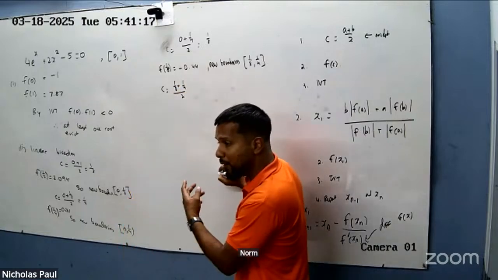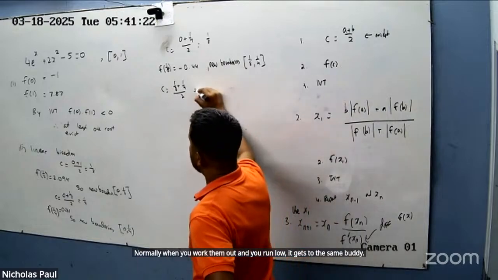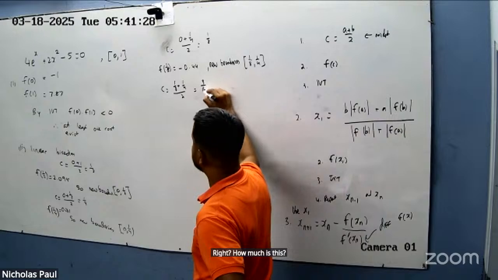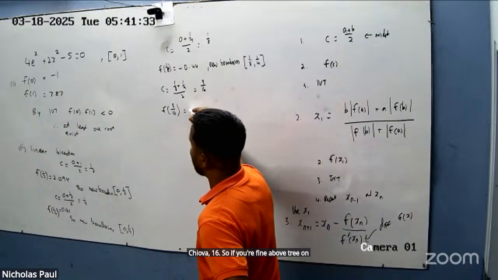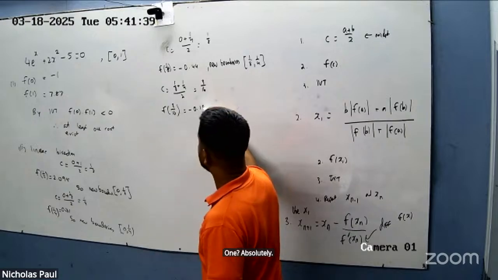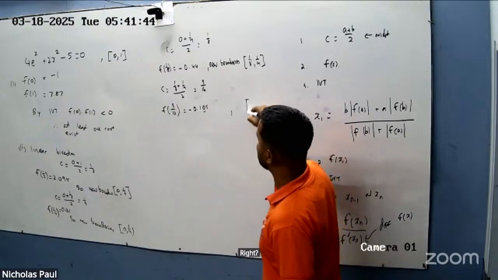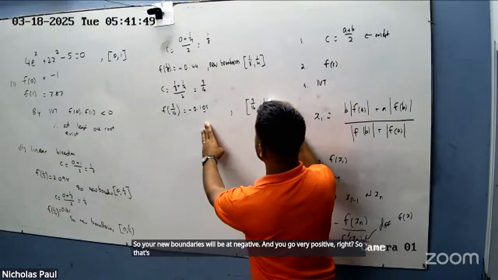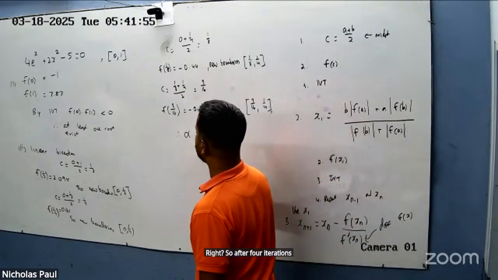Normally, when you work them out and you round off, it gets closer and closer to the same value. How much is this? 3 over 16. So if you find f of 3 on 16, you will get 0.105. Your new boundaries will be the negative and the positive, so that's 3 on 16 and 1/4. So after 4 iterations, your estimate for alpha is 0.360.